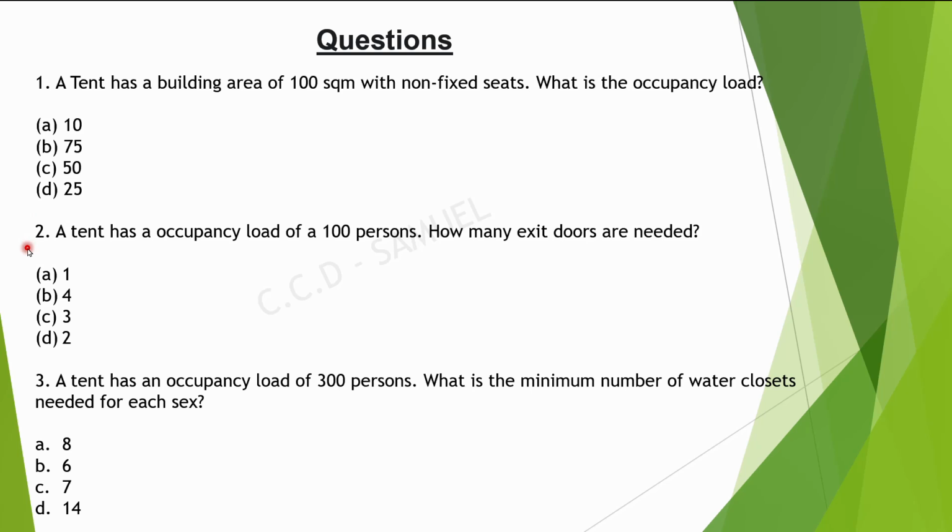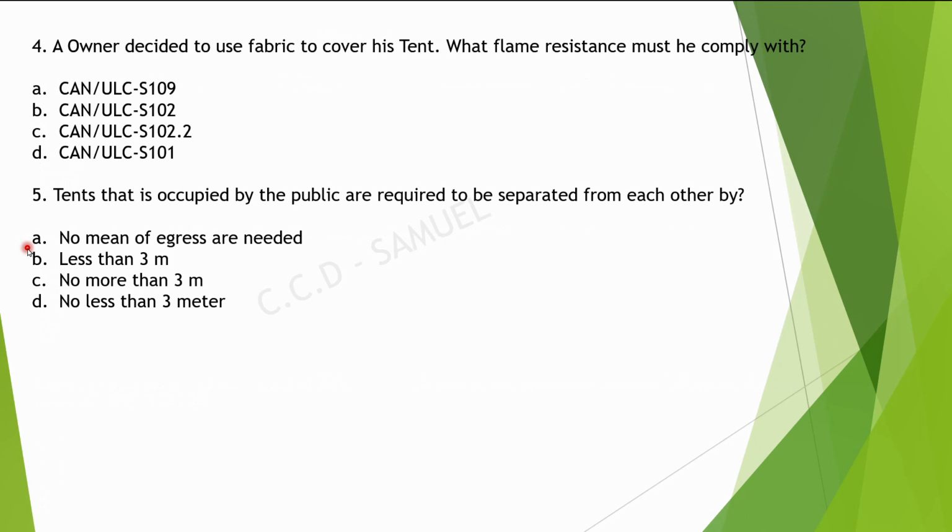Question 3. A tent has an occupancy load of 300 persons. What is the minimum number of water closets needed for each sex? A 8, B 6, C 7, D 14. Last 2 questions. In question 4, an owner decided to use fabric to cover his tent. What flame resistance must he comply with? A. CAN/ULC-S109, B. S102, C. S102.2, D. S101.